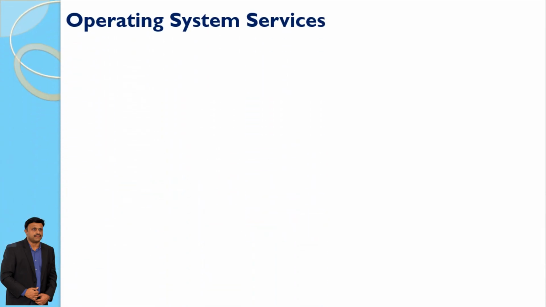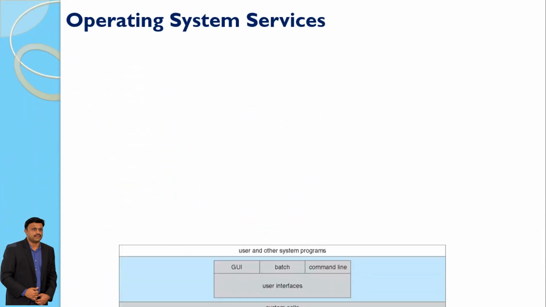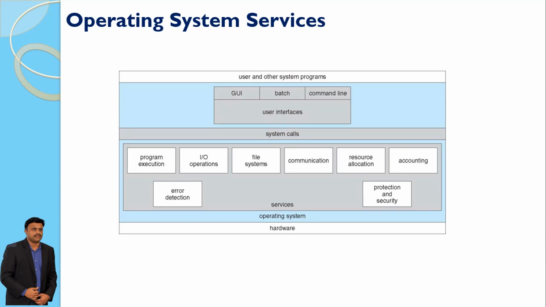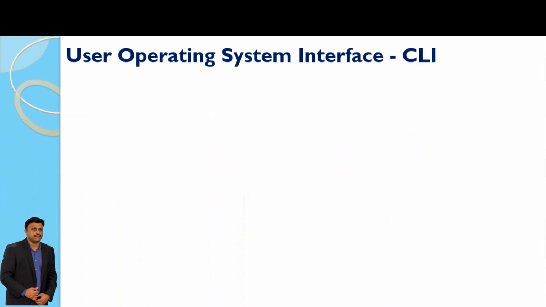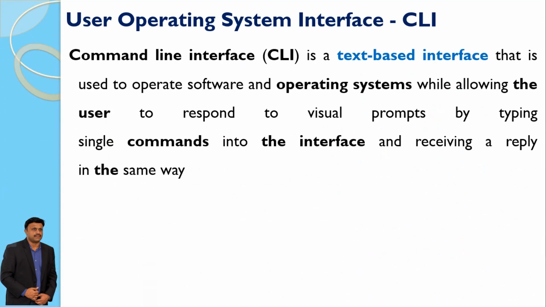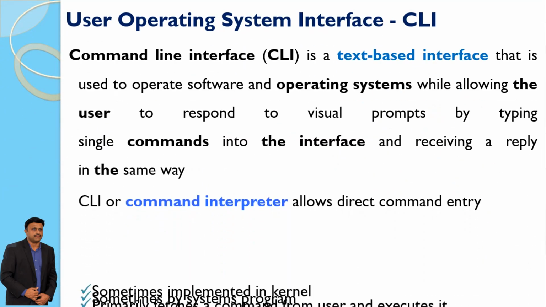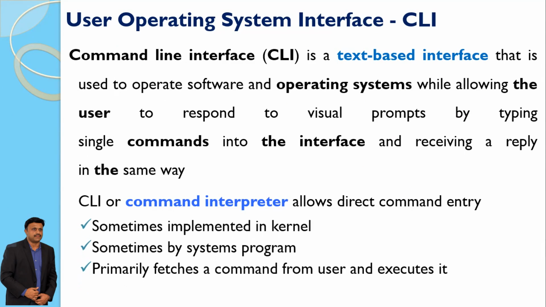This diagram provides a visual representation of the various services offered by operating systems, including user interfaces, system calls, and essential services like error detection and resource allocation. The command line interface is a text-based interface that allows users to interact with the operating system by typing commands. It can be implemented in the kernel or as a system program.